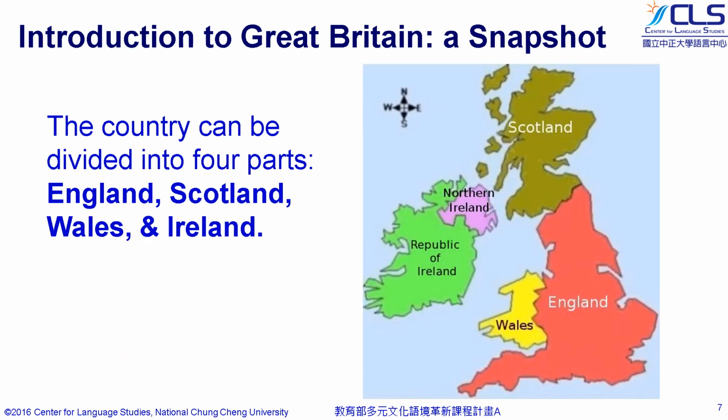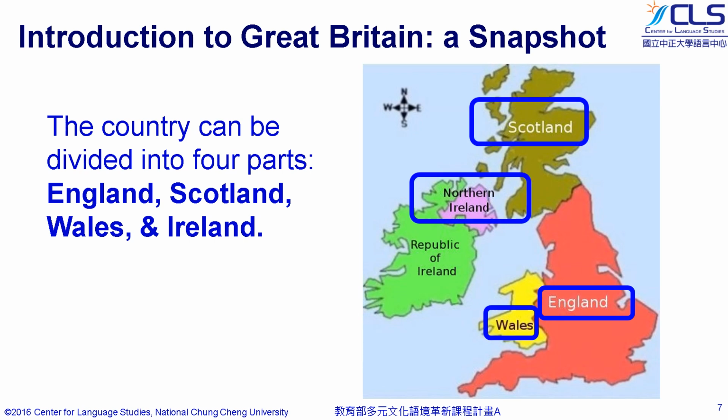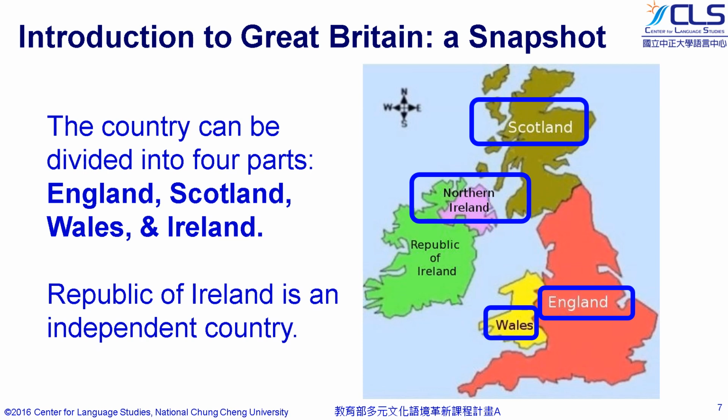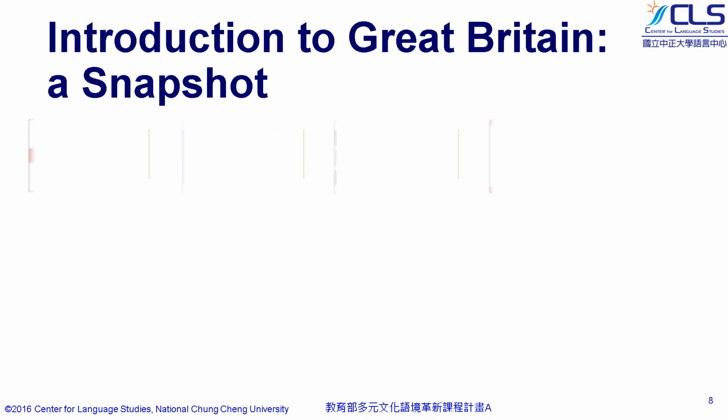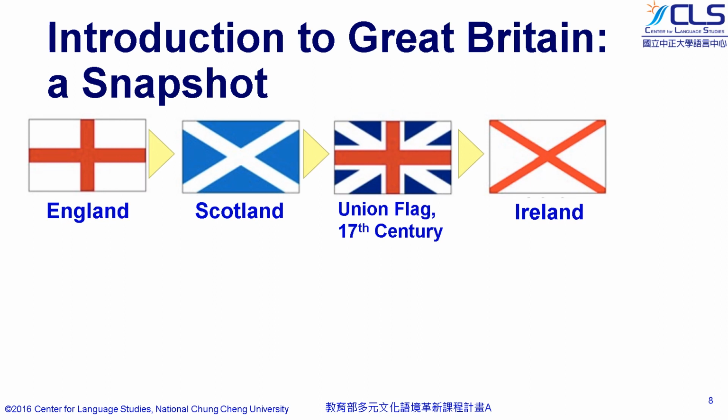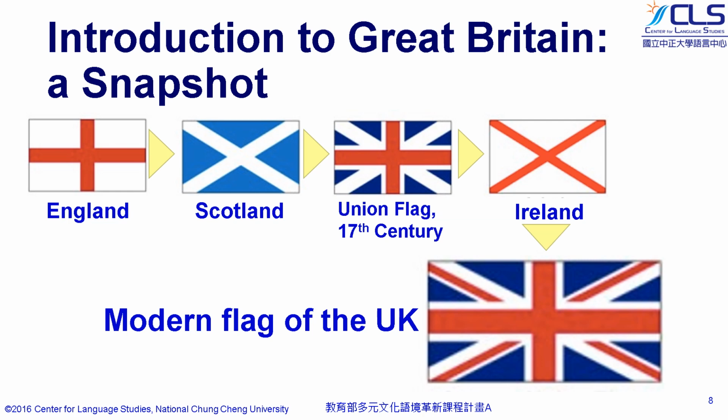The country can be divided into four parts: England, Scotland, Wales, and Ireland. However, Republic of Ireland is an independent place. The combination of the flag in England and Scotland forms the original Union flag of the UK.